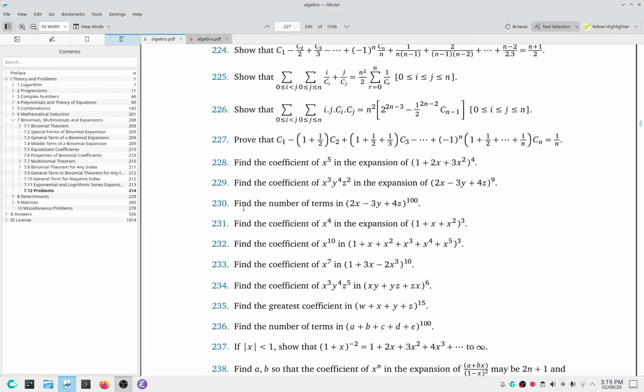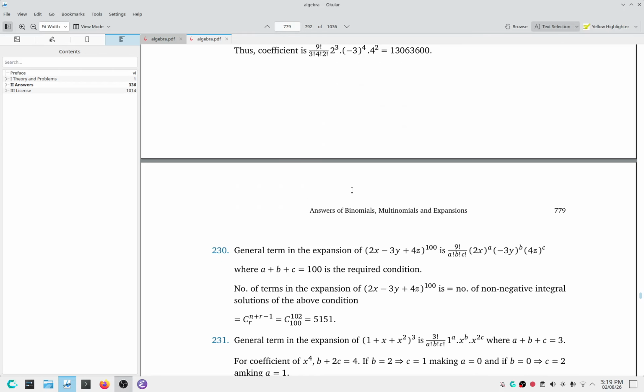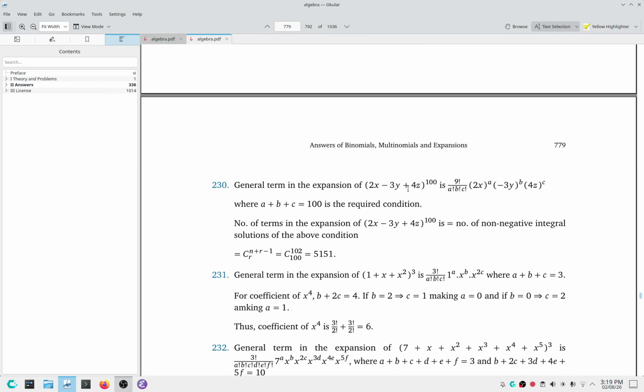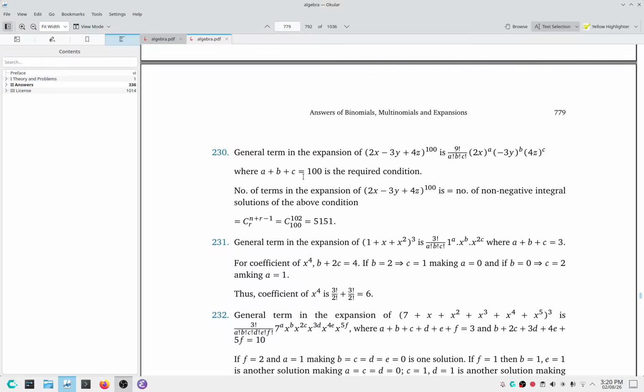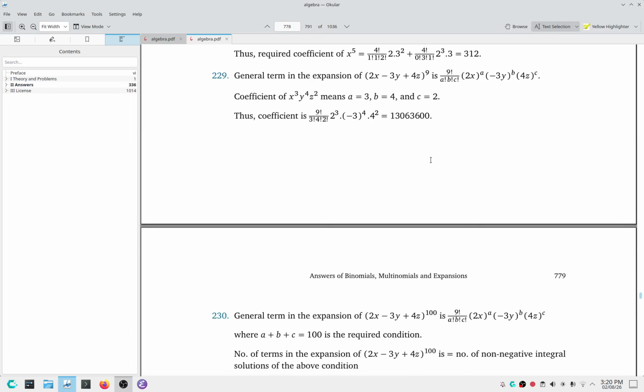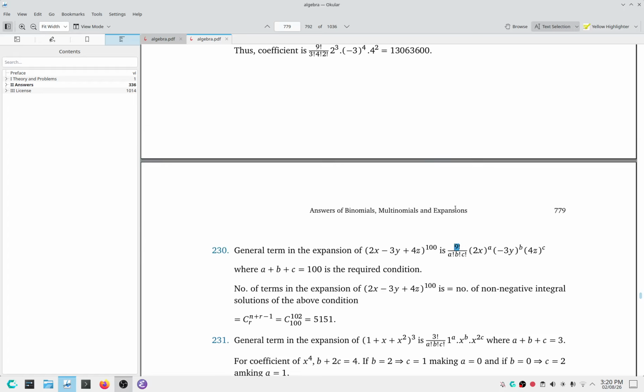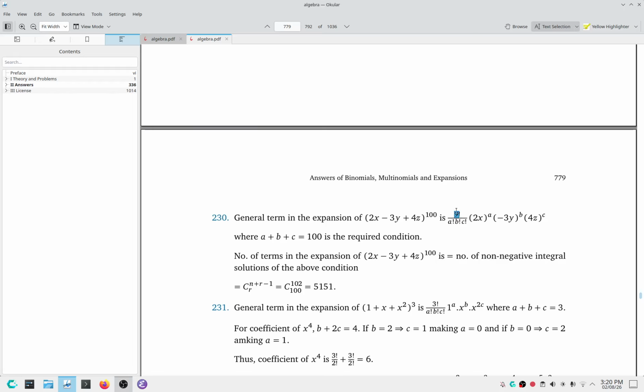Now question 230 says that find the number of terms in (2x minus 3y plus 4z) to the power 100. So the general term is 9 factorial upon a factorial times b factorial times c factorial times 2x to the power a, minus 3y to the power b, 4z to the power c. Now a plus b plus c would be 100 in the required condition. This should be 100 factorial, right? Yeah, this should be 100 factorial. That is incorrectly written as 9 factorial.